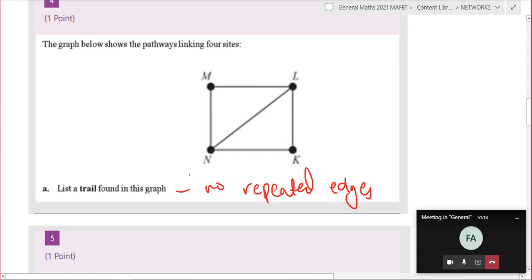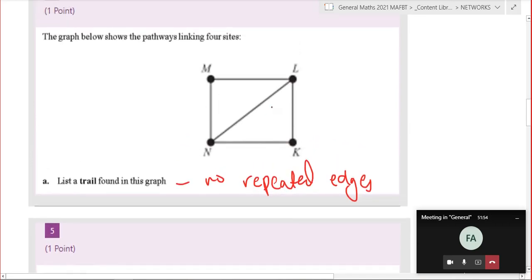You can have multiple answers for this, given that it's just a trail. Technically, you can just go N to M. There's a trail, okay? I didn't repeat any edges, okay? You can go N to M to L, and then back to K. There's another trail. Okay, the idea is you just don't repeat any edge. Or if you want, you could go N to M to L to K, back to N, and then up to L. And I've gone through every edge once. The main thing is no repeated edges. And you can repeat a vertex if you want for the trail. So there's multiple answers for it. The main thing, again, just you don't repeat an edge.